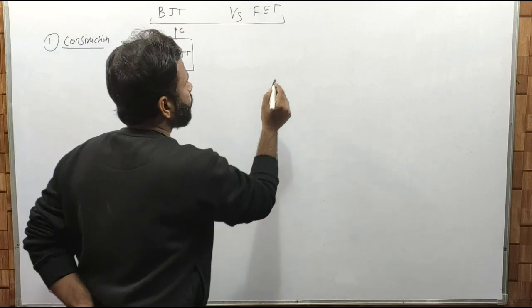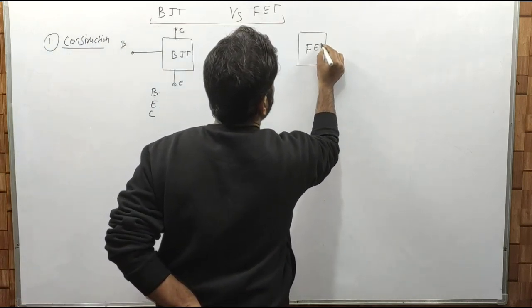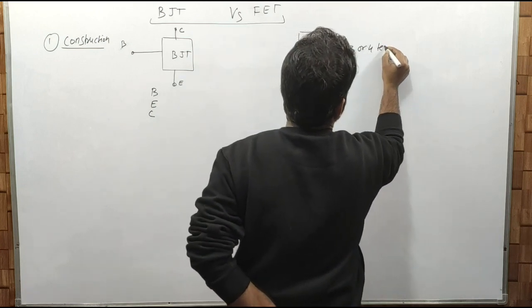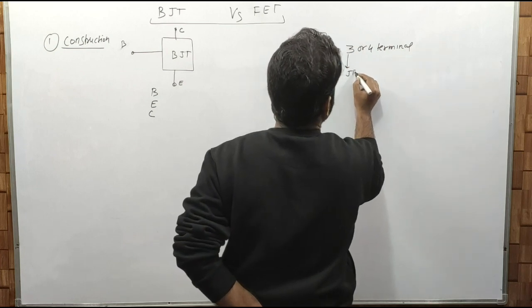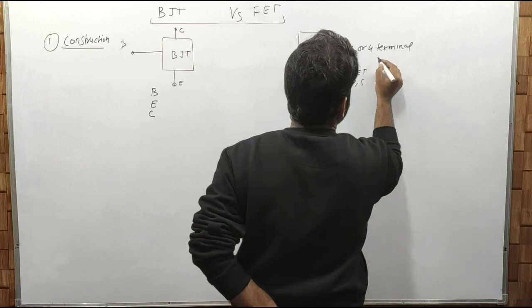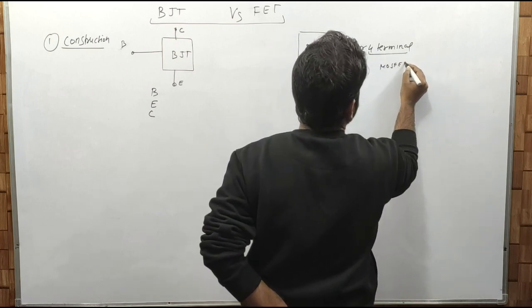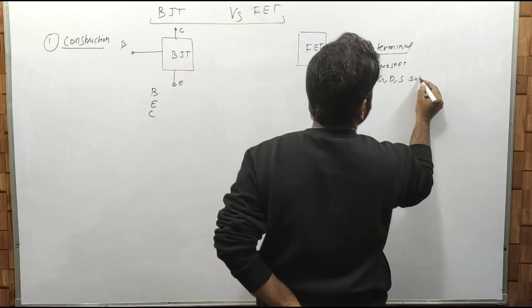Now in case of FET, we have three or four terminal. Now 3 is for JFET, that is called gate, drain and source. For MOSFET we have four terminal like gate, drain, source and substrate.